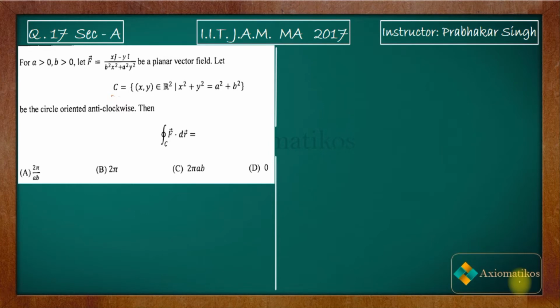This video is part of the solution series for IIT JAM 2017 and we are doing problem 17 of section A. It is a problem of vector calculus. Let us have a look. For a greater than 0, b greater than 0, let f vector be equal to xj minus yi over b square x square plus a square y square, a planar vector field. Let C be the circle oriented anti-clockwise, then what will happen to this line integral? So you have to find out the value of the line integral.